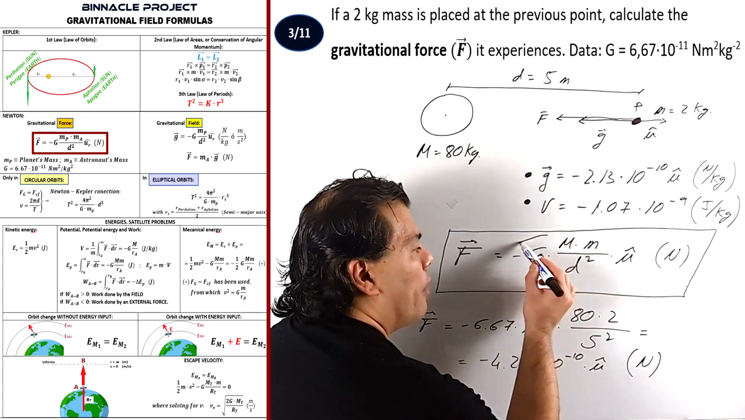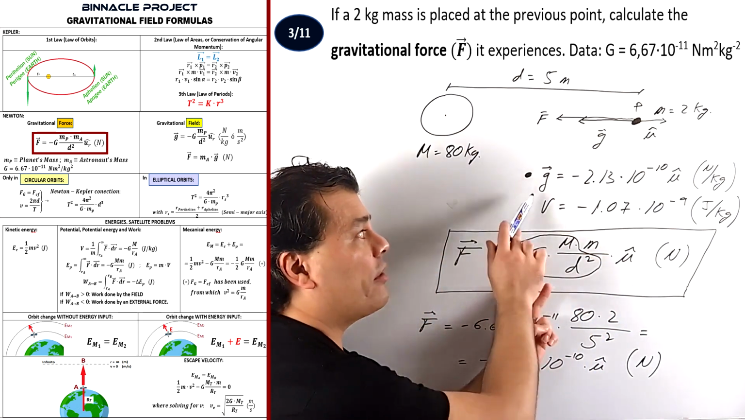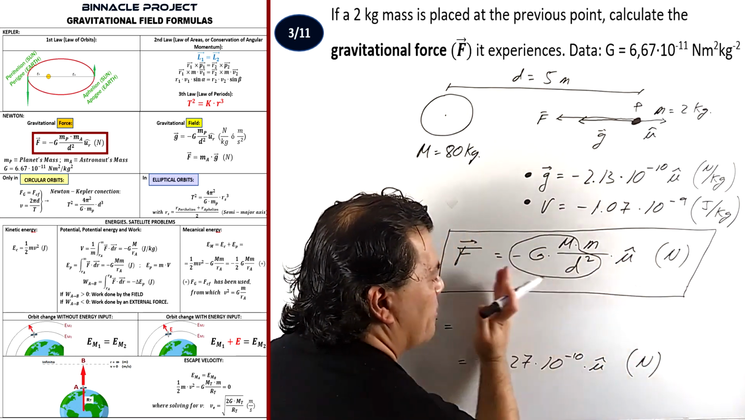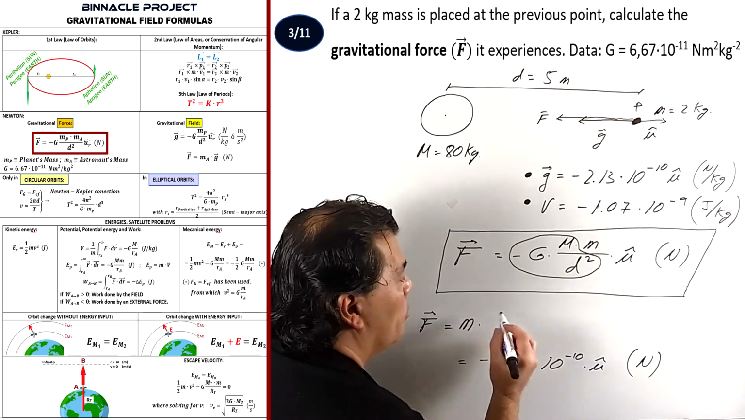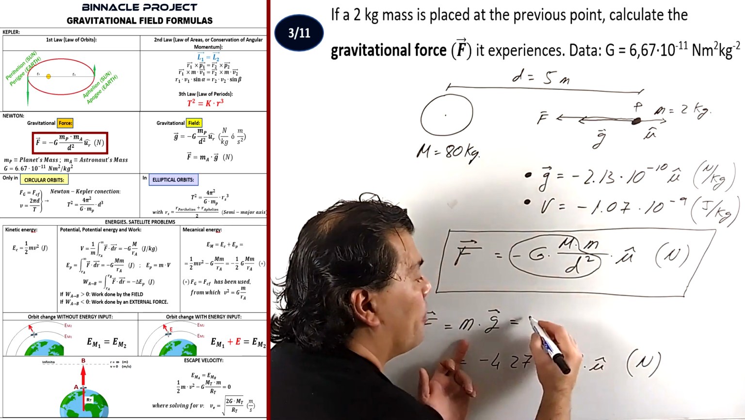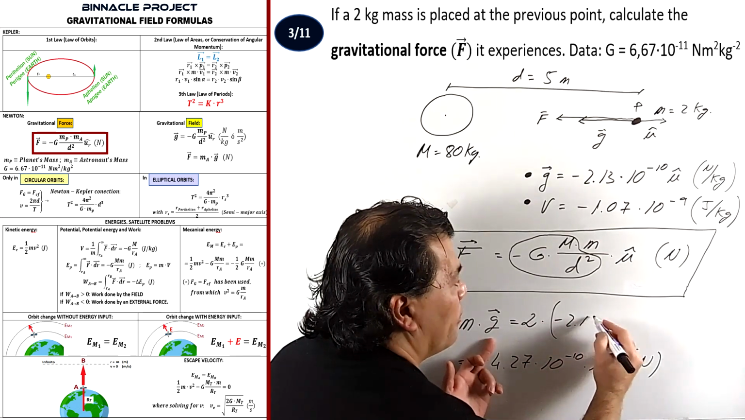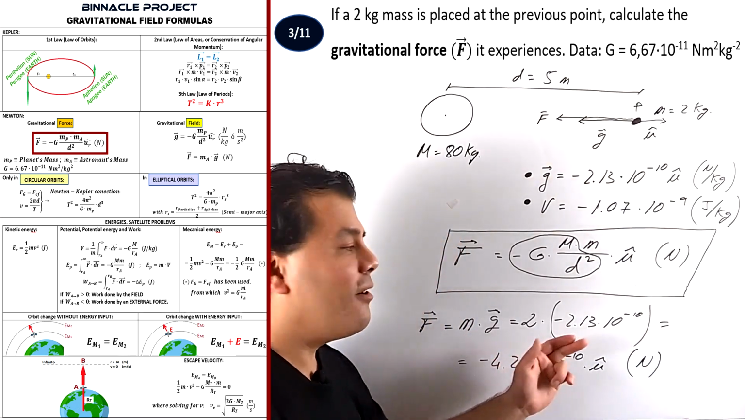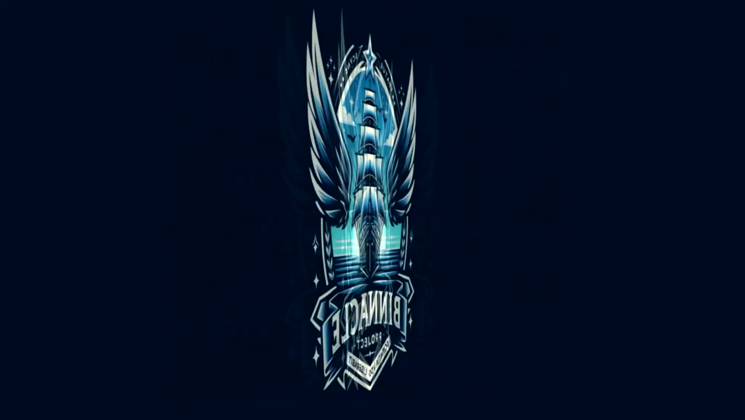And one last little detail. Look at what I am rounding. This is the formula for calculating the gravitational field. So we can also calculate the force by using our suffering mass multiplying the gravitational field. So if we do 2 kilograms multiplying negative 2.13 times 10 to the negative 10, you can use your calculator in order to obtain the force. And that's it.